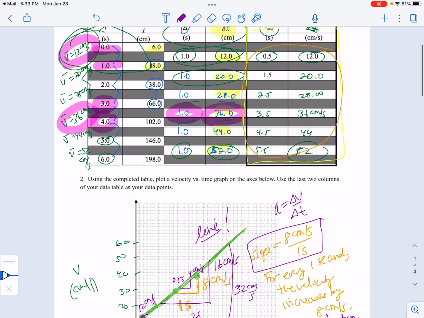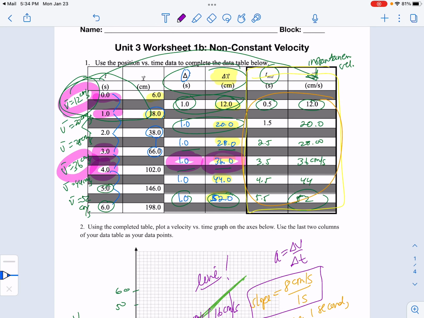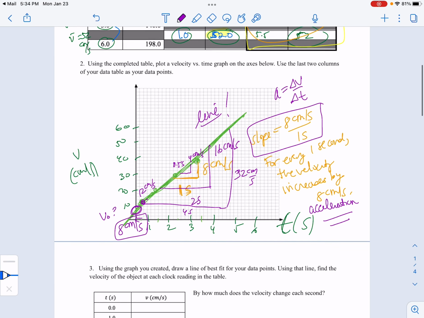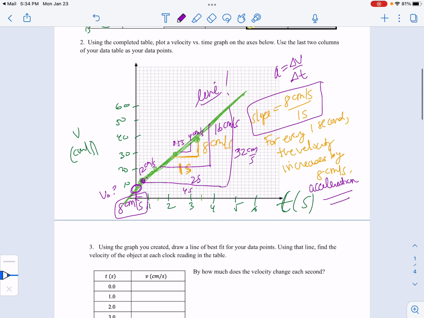For the quick quiz, make sure that you understand this table and how it was created, because I'm going to ask you that. And be able to graph this and explain what this graph is telling.